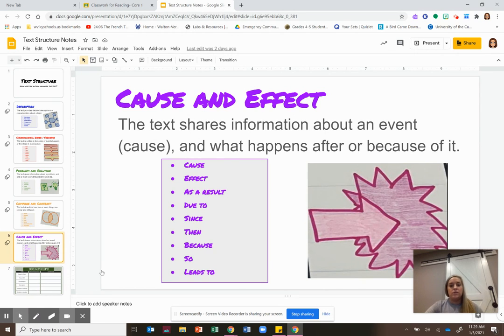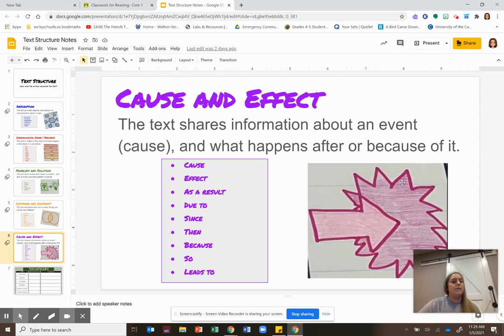So those keywords you are going to look for are cause, effect, as a result, due to, since, then, because, so, and leads to. And this is the image that we use to represent it. It's an arrow. This is the cause. And this is kind of like the BAM effect.